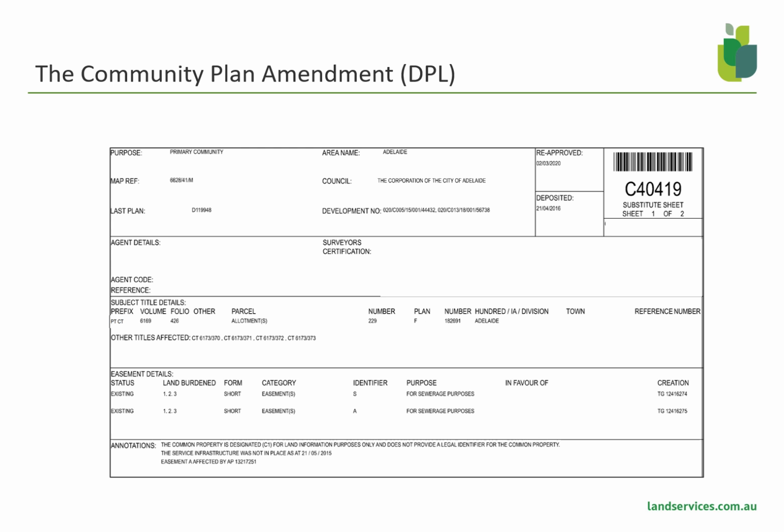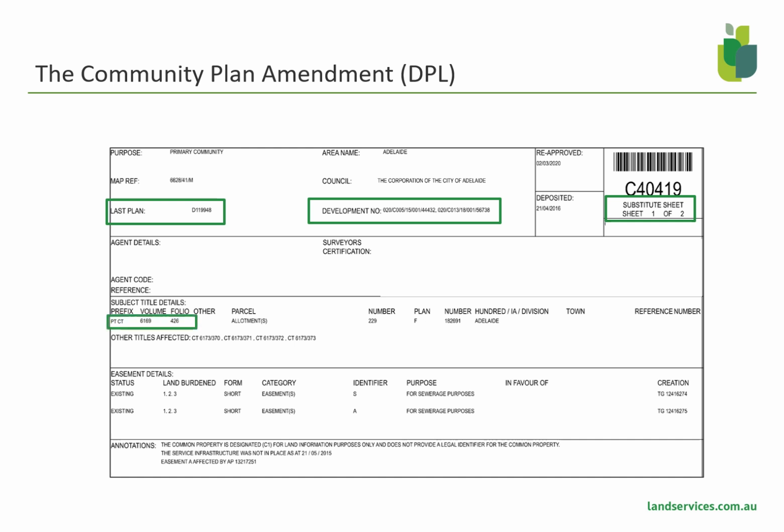So in our example plan, we have shown the labels substitute sheets. We have shown the division plan as our last plan reference. We have shown two SCAP certificate numbers in the development number, the previous one and the new one. The subject title details have been changed to PTCT as the land has been truncated from other community plan to be added to the adjoining land, and the other titles affected will display the lots affected by the amendment, so the conveyancer knows who is involved.